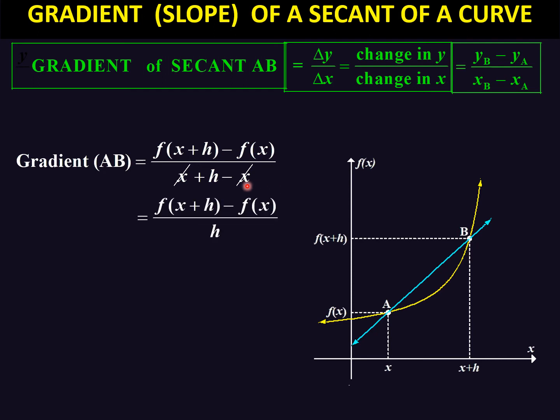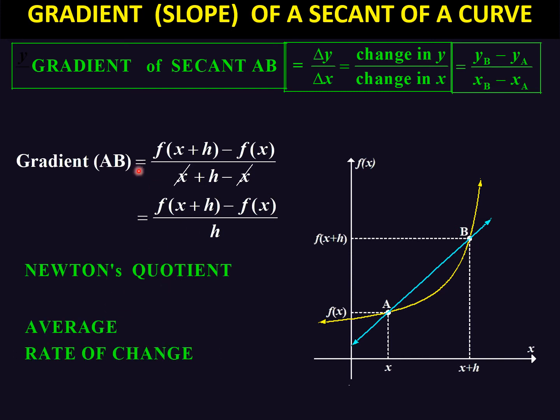Now this fraction, f(x plus h) minus f(x) over h, which is actually the gradient of the secant, there's a mathematician after whom this particular fraction is known. Does anyone know the very famous physicist or mathematician? That's right, Newton's quotient. So the gradient of AB is also known as Newton's quotient if it's written in this form. This is also the average rate of change.